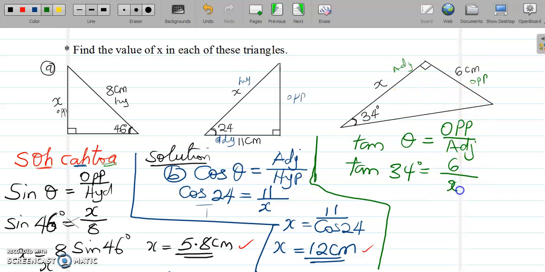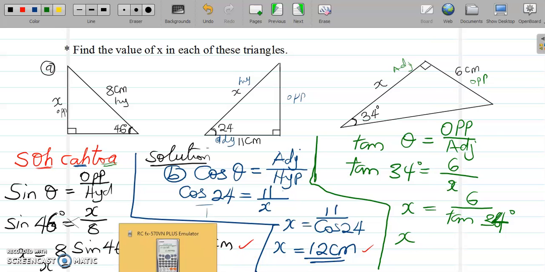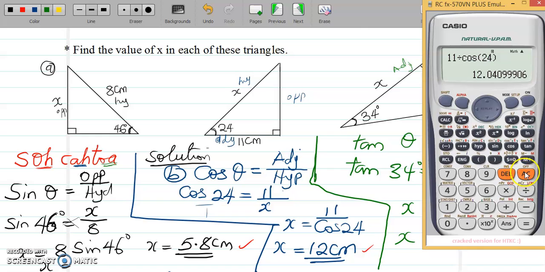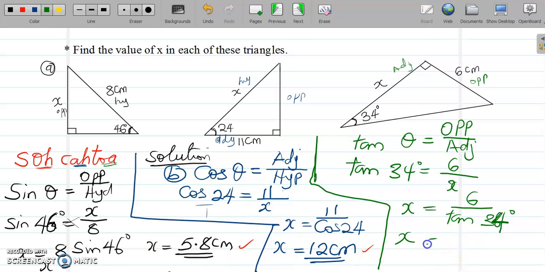Adjacent is x. So if I cross multiply, x gives me 6 over tan 34. So x gives me 6 divided by tan 34. We have approximately 8.89. I can have it to be 9 or 8.9. So 8.9 cm is the answer.